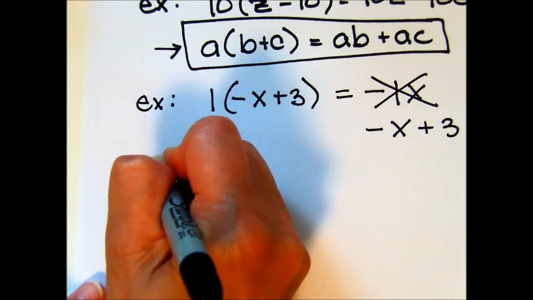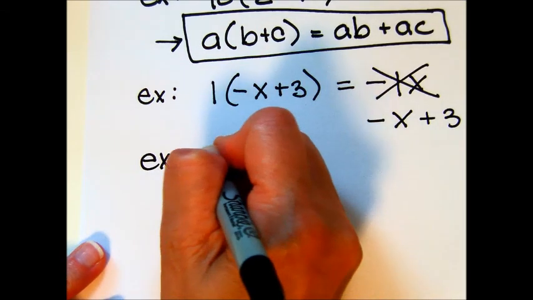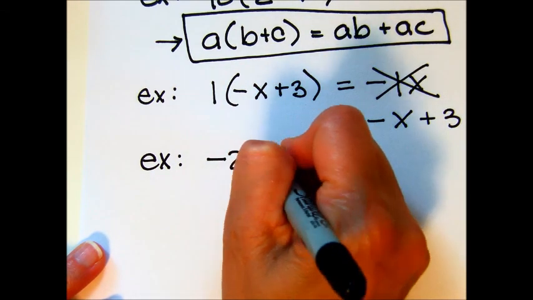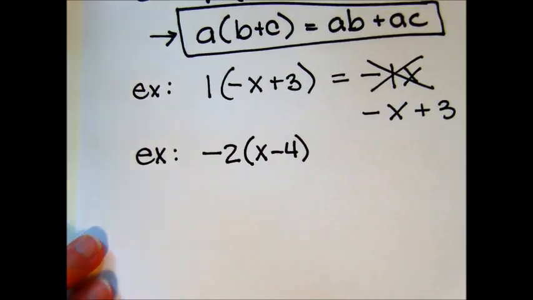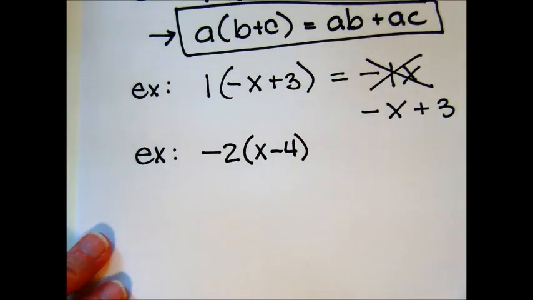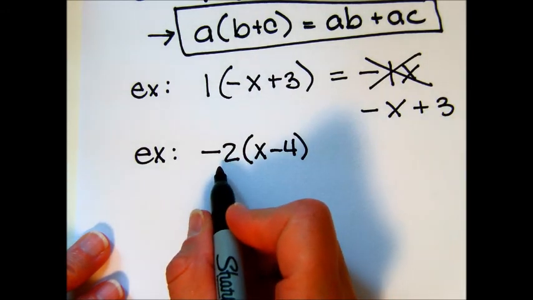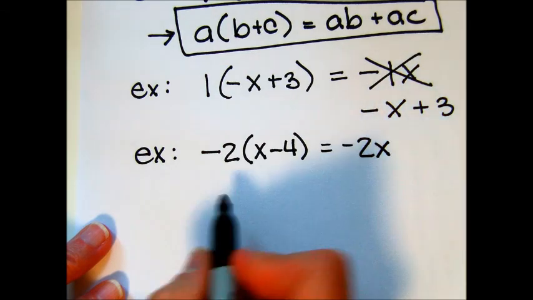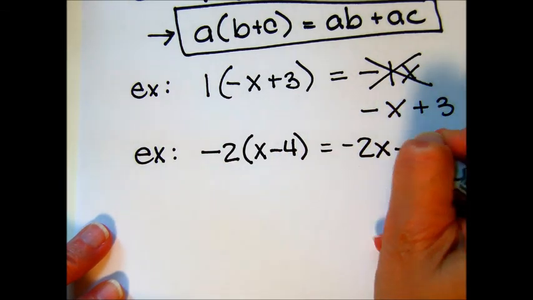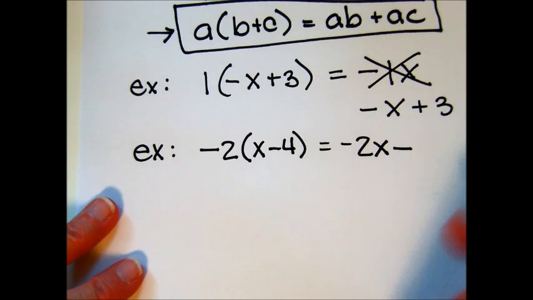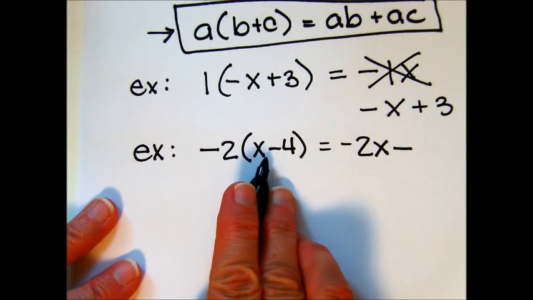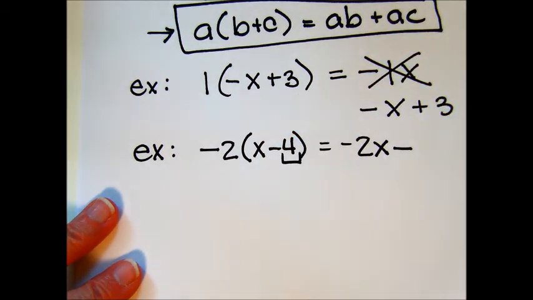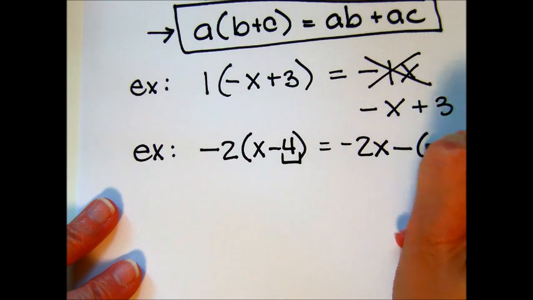Let's try another one, slightly different. This time the negative is on the outside. We have negative 2 times the quantity of x minus 4. Think about it. Negative 2 times x is negative 2x minus, and I'm going to show you 2 ways of writing this out. So I'm just writing what's here, minus, and then negative 2 times 4, this would be a positive 4, so it'd be a negative 8.